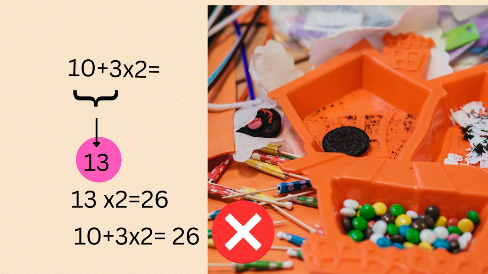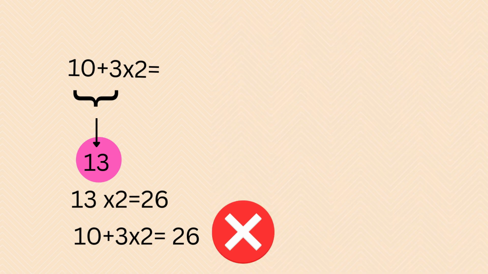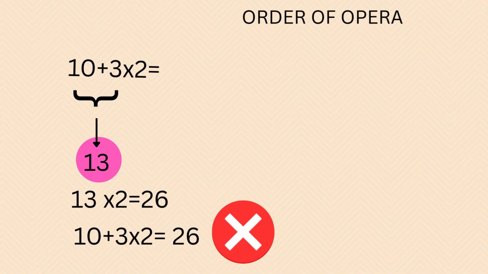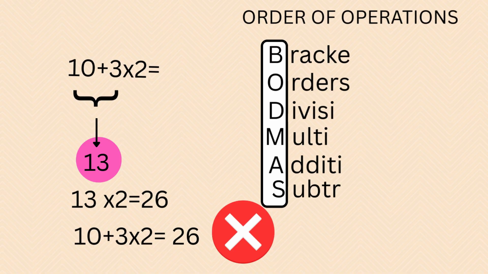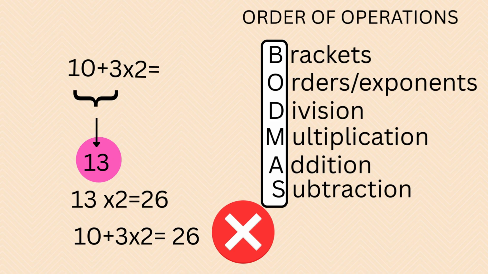Mathematical calculations cannot be done in a random manner. You have to follow what is called the order of operations. This tells you the exact sequence to follow in your calculations. So here is the sequence. Always work out what is in brackets first. Then orders or exponents, followed by division and multiplication, then addition and subtraction. For division and multiplication, move from left to right. For addition and subtraction, also move from left to right.